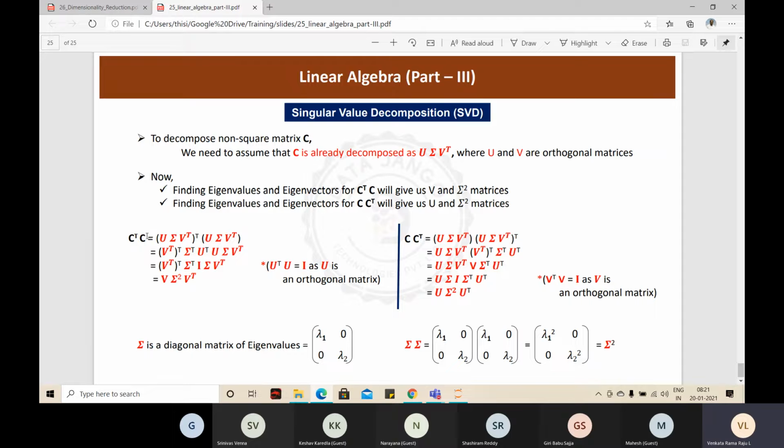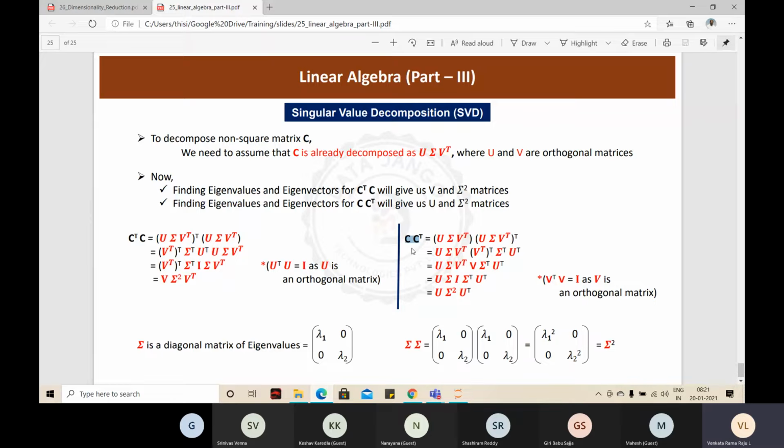If the matrix is a centered matrix, you know what mean centering is, right? If the matrix C is a mean centered matrix, C transpose C will give you the covariance matrix of columns. Is that statement right? Yes. So C C transpose will give you the covariance matrix of rows. Is that statement right?